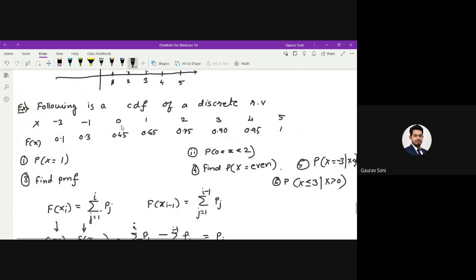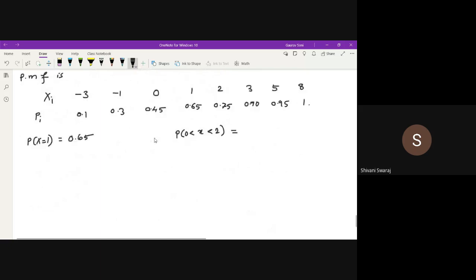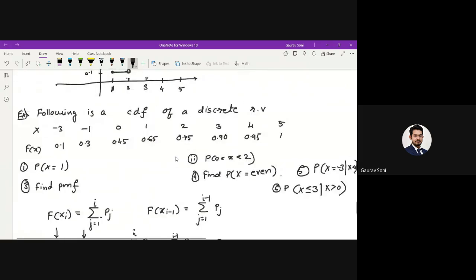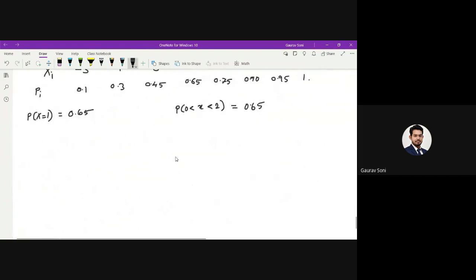So that will be 0 less than x less than 2. Okay, that is 0.65. Then the third one, what is it? Fourth one. Find probability of x equal to even.